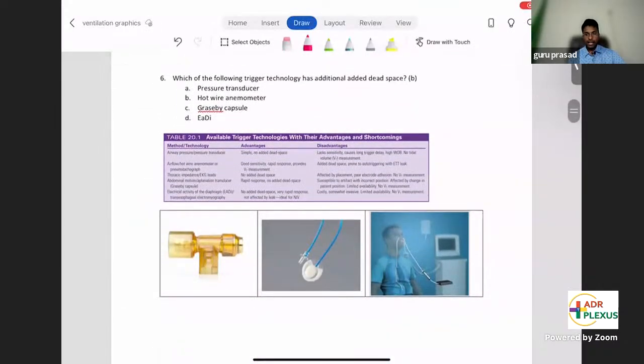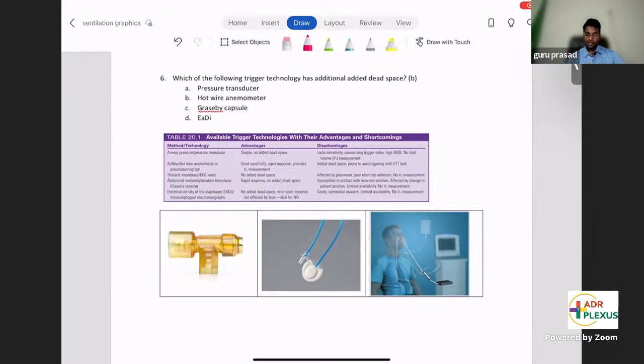So now I have told you that we will go about one by one, like trigger, limit, and cycling. Now coming to the trigger. As I have already told, it can be a ventilator trigger or a patient trigger. Ventilator trigger is basically time-based. Patient trigger is whenever the patient wants to breathe, that is sensed by the ventilator by a technology. That technology is called trigger technology.